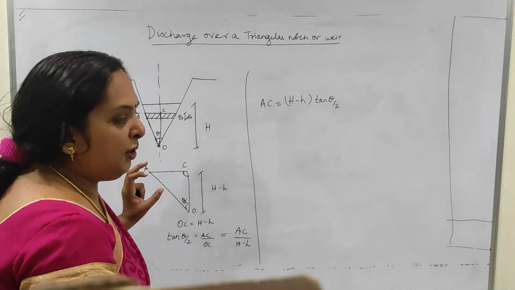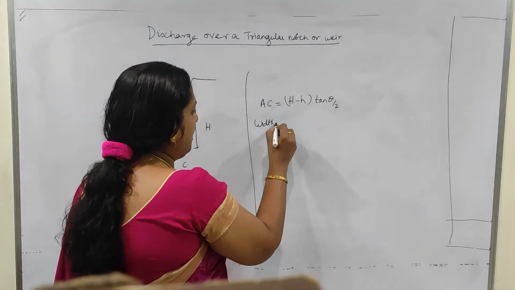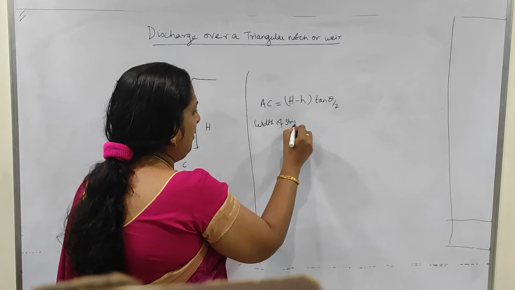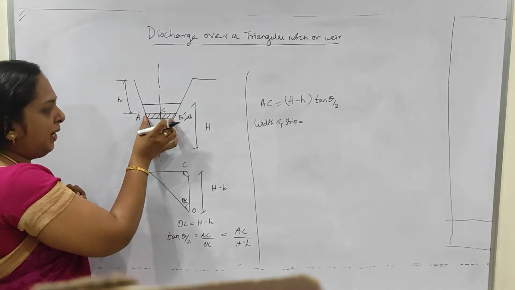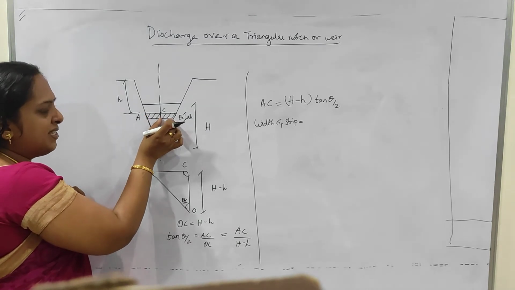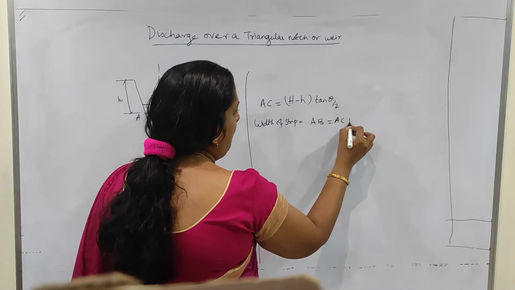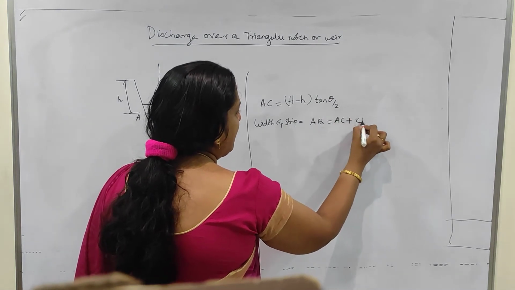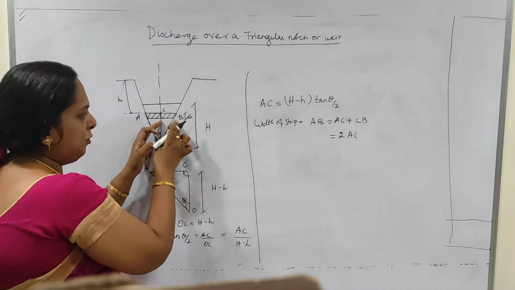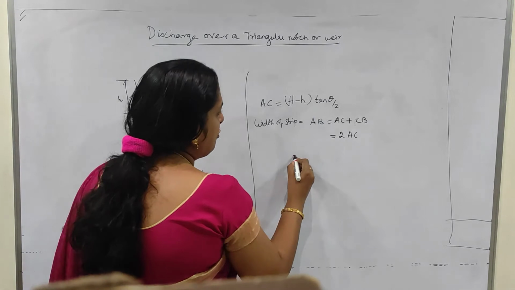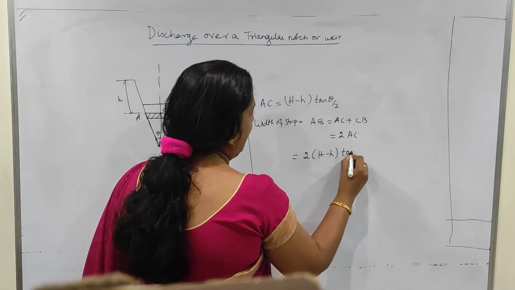Now what I am going to find out is the width of the strip. This is my strip. What is the width of the strip? It is AB. AB is equal to AC plus CB, or we can say it is 2 times AC because both are the same. So this becomes 2 into H minus h into tan theta by 2.